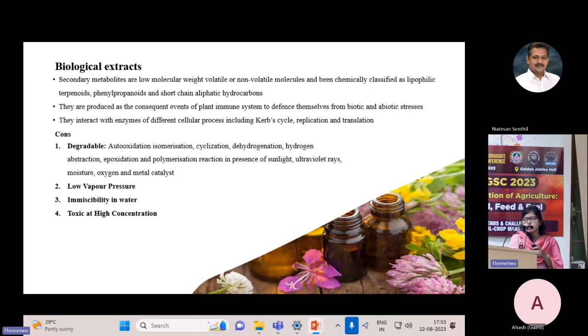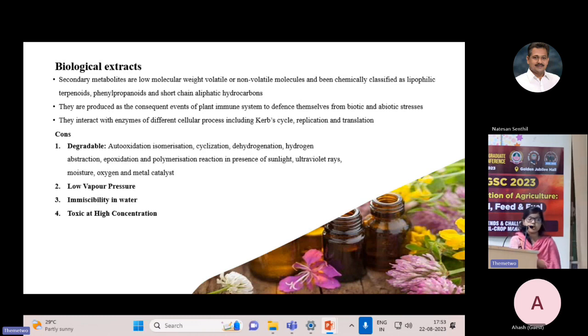And these are mostly lipophilic compounds belonging to the group of terpenoids, phenylpropanoids, and short chain aliphatic hydrocarbons. Though there are n number of researches that have proven that they have a large amount of antimicrobial activity, anti-nematicidal property, and fungicidal property.